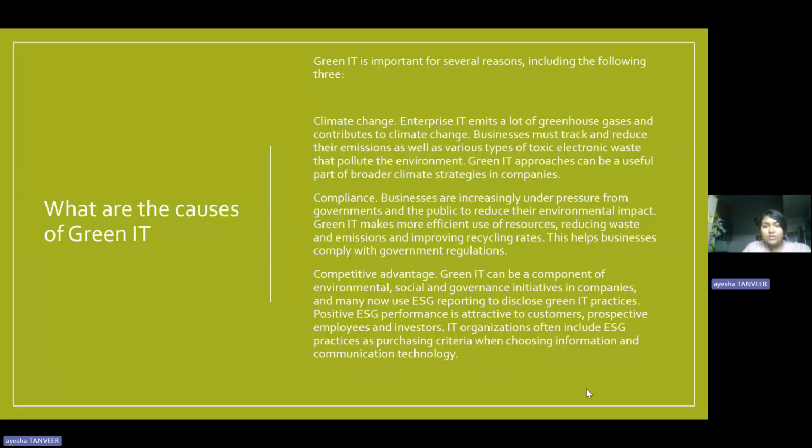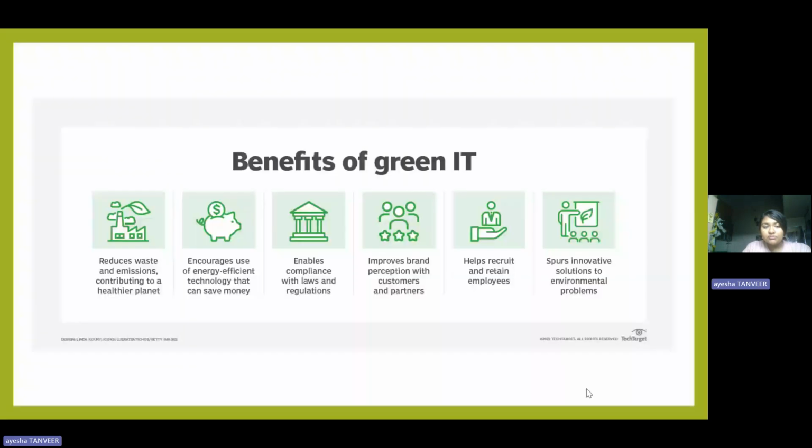Benefits of green IT. It reduces waste and emissions, contributing to a healthier planet. It encourages use of energy efficient technology that can save money. It enables compliance with laws and regulations. It improves brand perception with customers and partners. It helps recruit and retain employees. And it spurs innovative solutions to environmental problems.